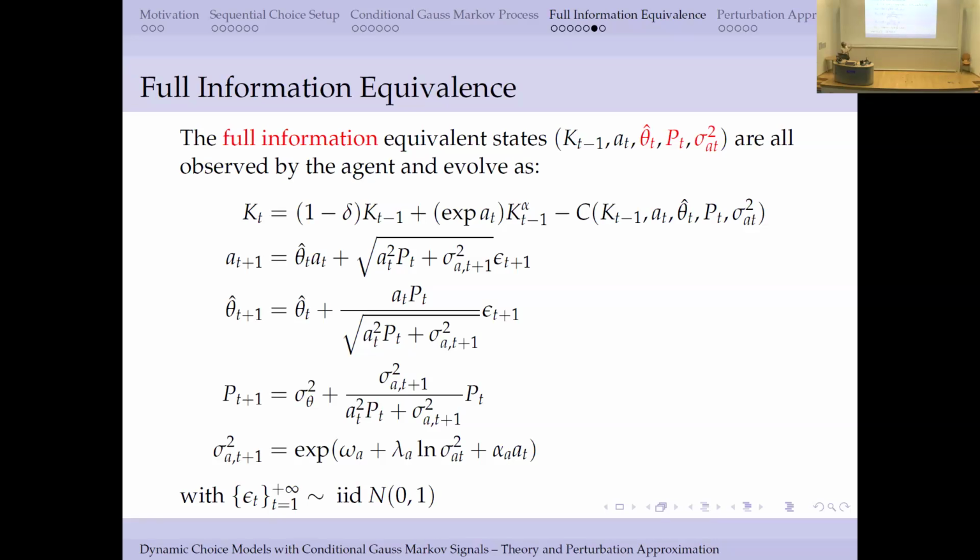If you want to check the details of that, you have to read the rest of the paper to check that the perturbation method applies. That will be for another time.